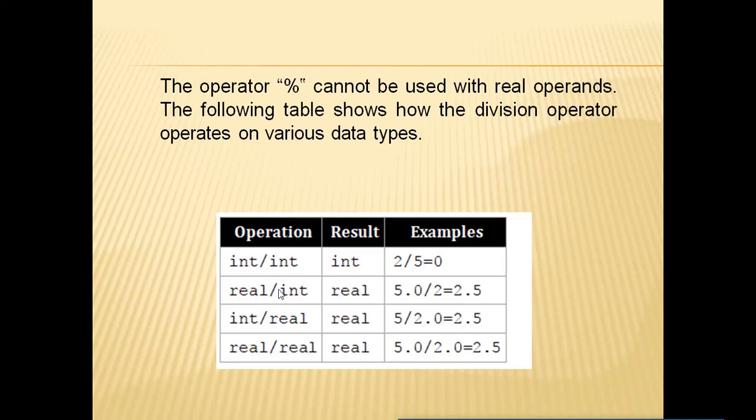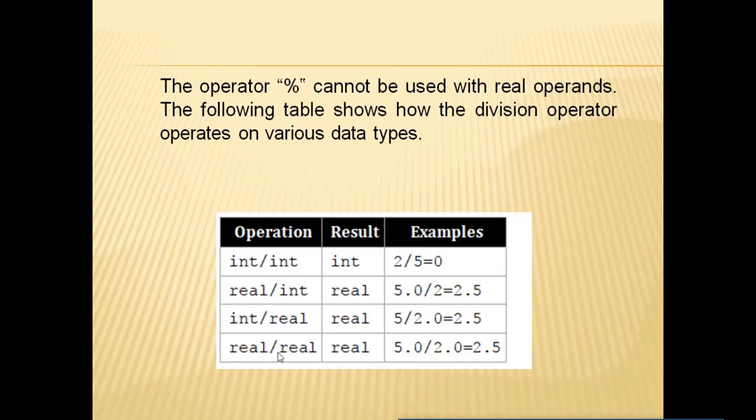And next here it is a real upon integer. So we are performing a real upon integer. Here the result is a real value. Observe here 5.0 is a real value and 2 is the integer value, and we get the result as a real value. Let's see, whenever you perform integer upon real, the result is also real. So here 5 is an integer value and 2.0 is a real value. Whenever we perform 5 by 2.0, we get the result as 2.5, which is a real value.